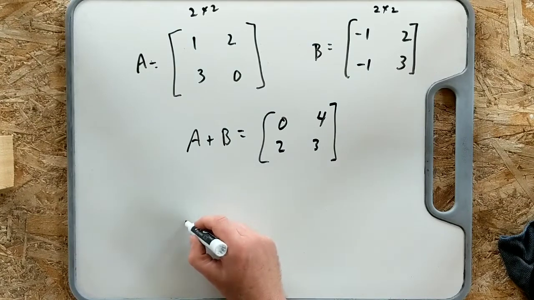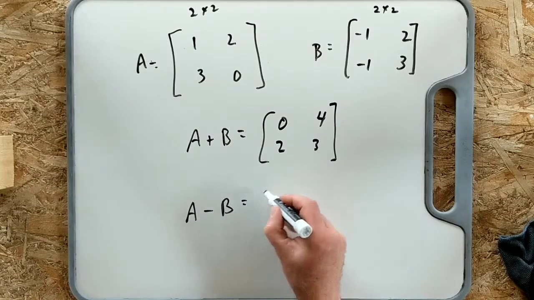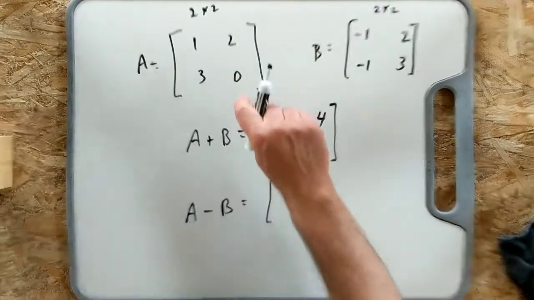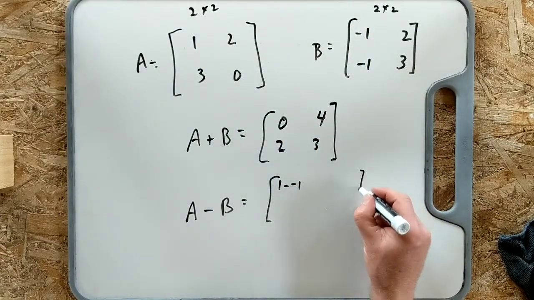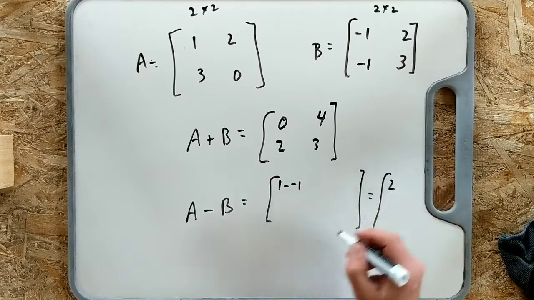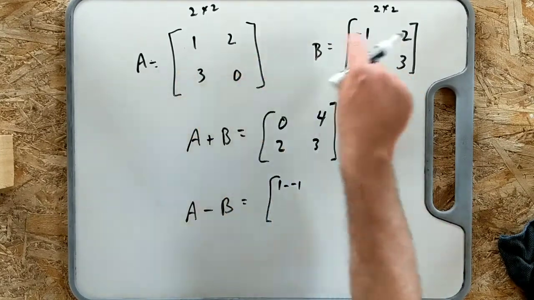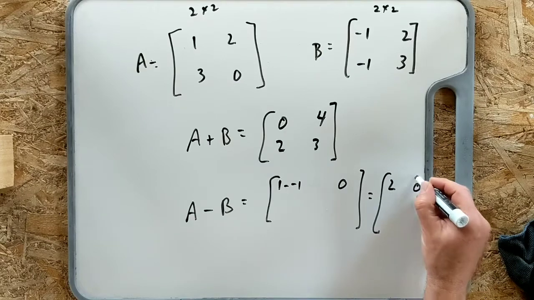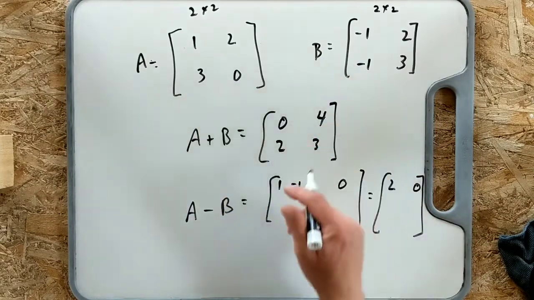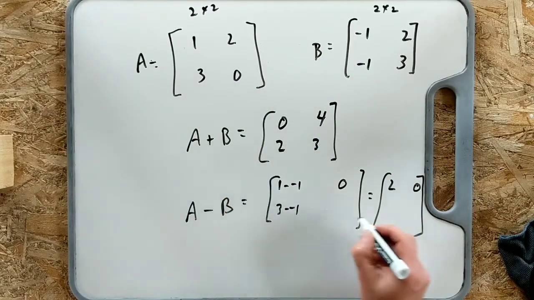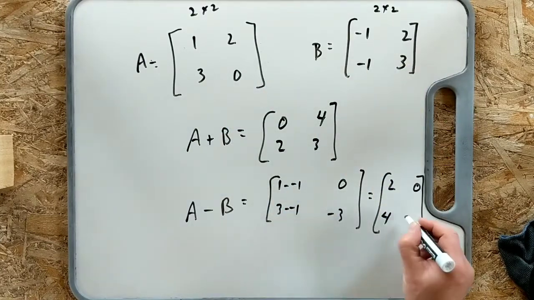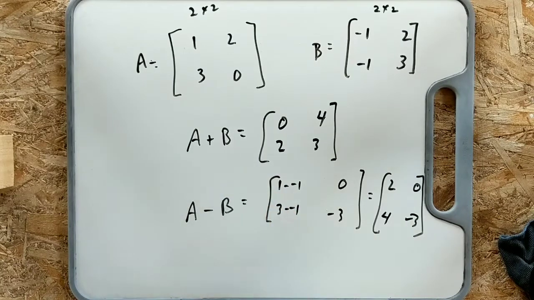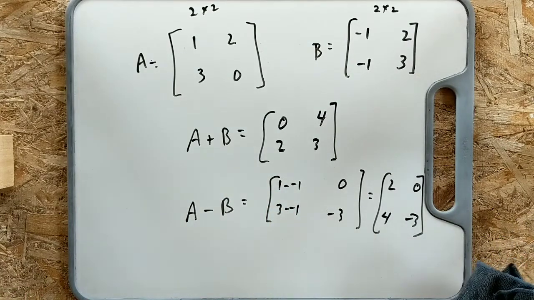And then if you want to subtract, for example, A minus B, you just subtract the corresponding terms. 1 minus -1, which is 2. Put that over here as well, 2. 2 minus 2, which is 0, 0. 3 minus -1, which is 4. And then 0 minus 3, which is -3. So there we go. This is adding and subtracting. Pretty straightforward. I'm going to give you some examples now to work on.